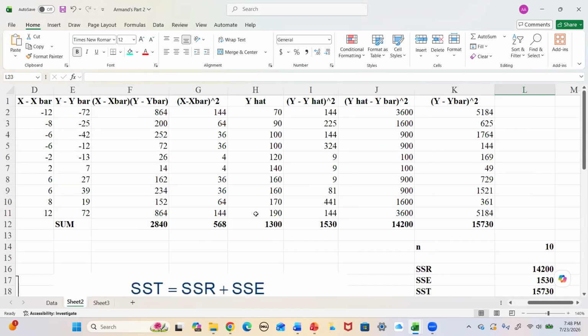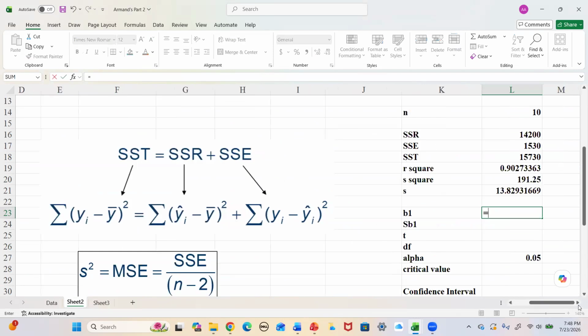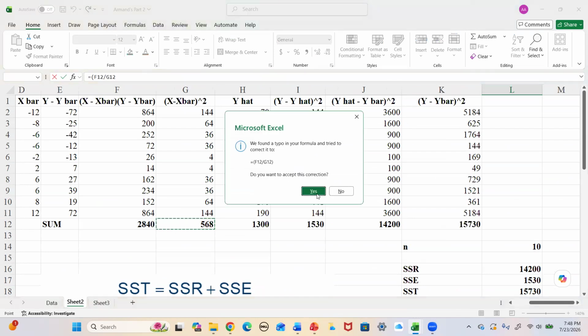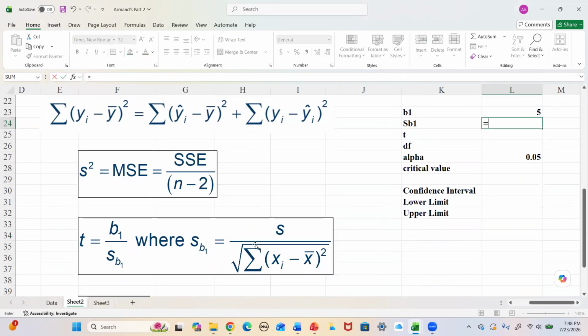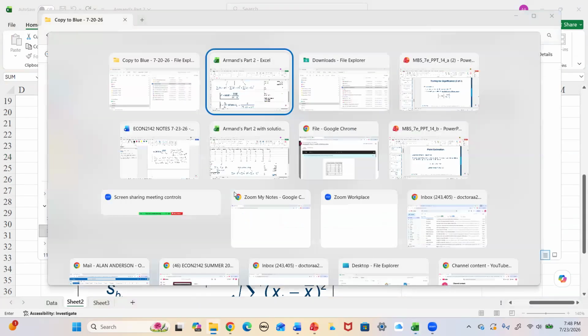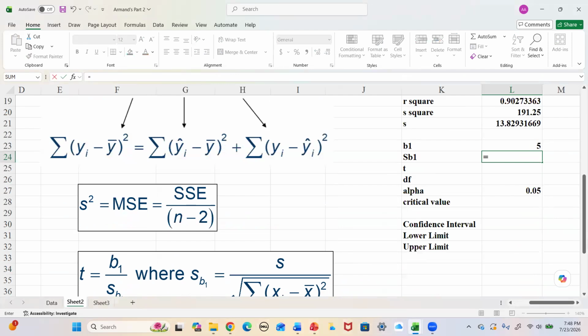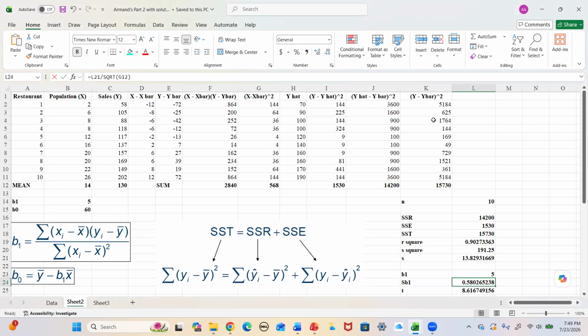Let's see, the formula for B. So there it is. Okay, so it's this one over this one. Now, this is not the intercept. This is the standard error. This disastrous thing here. So you'll find that one. It's L21.